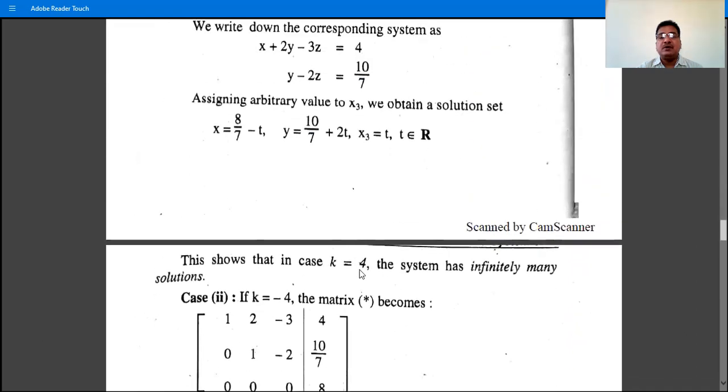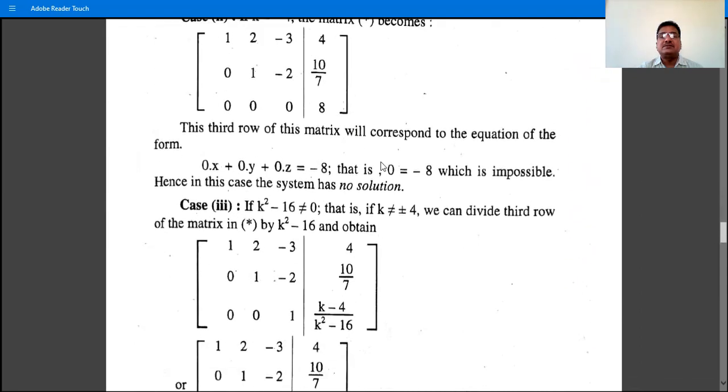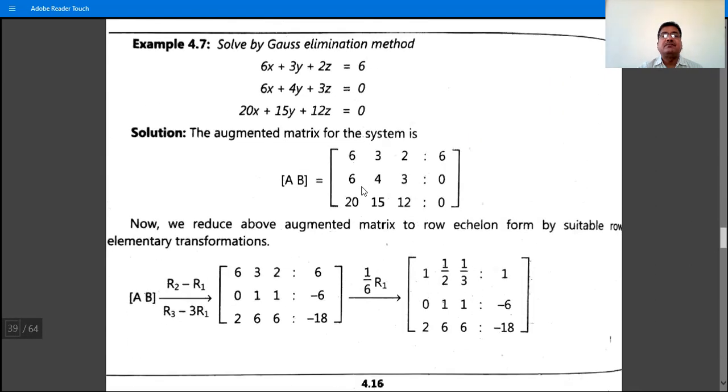If k is equal to 4, the system has infinitely many solutions, and if k is minus 4, then the system has no solution.